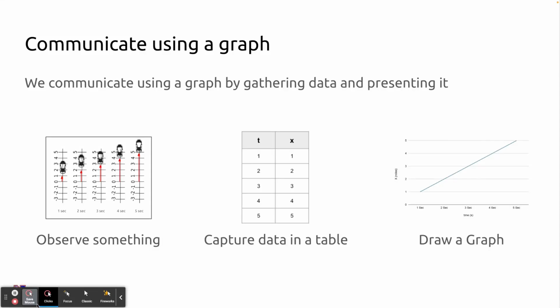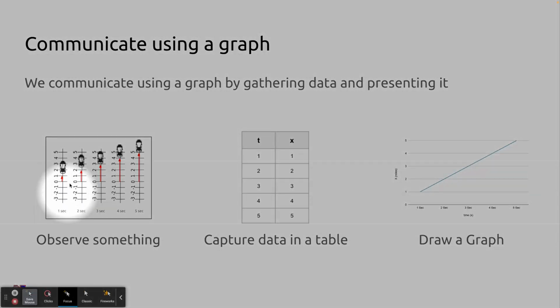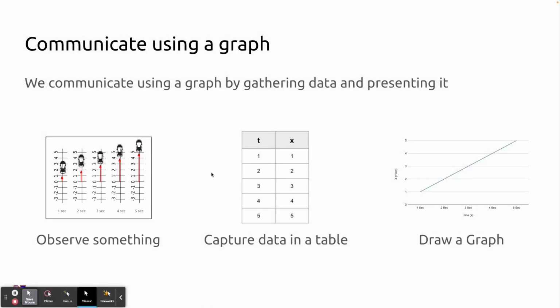So we communicate information using graphs. What we do is we observe something like this car going 1 meter in 1 second, and 2 meters in 2 seconds, and 3 meters in 3 seconds, 4 and 5. We observe that. We make a table with time in one column and x in the other. Really should say x in meters here. In the other, 1, 2, 3, 4, 5. And then we make a graph using this data. So that's how we make a graph. So let's keep going and make some graphs.